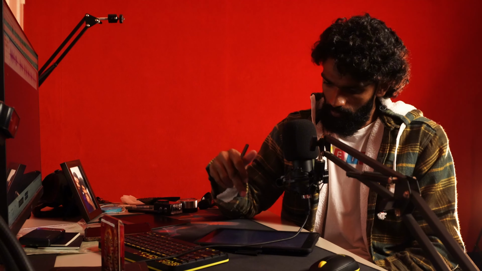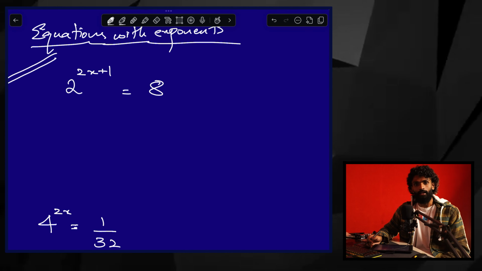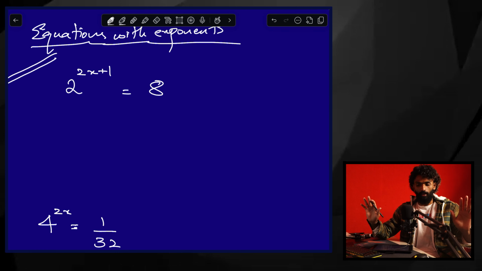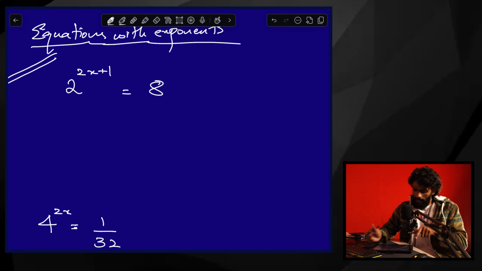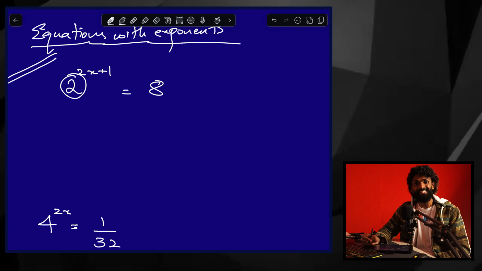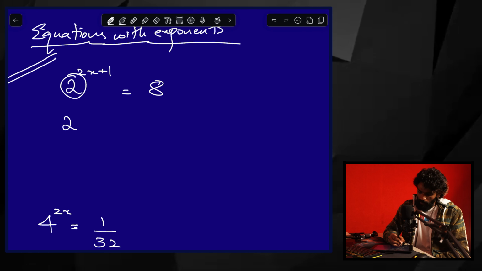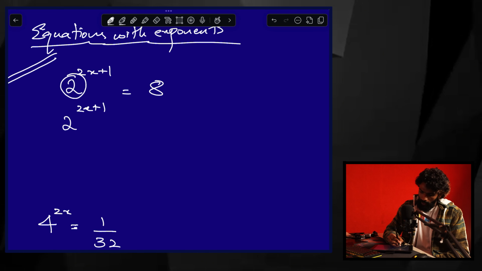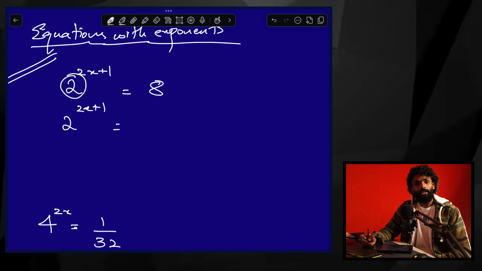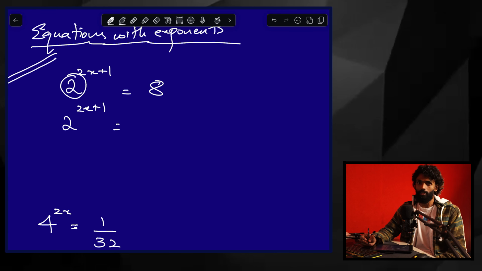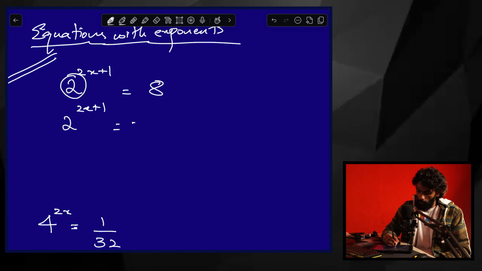I'll give an example. Look at the first question. It says 2 to the power 2x plus 1 equals 8. If you look at both sides, the left hand side has a much smaller, simplified base, while the right hand side's base is not that small because it's 8. So I keep the left hand side as it is, 2 to the power 2x plus 1. Can you write 8 in terms of 2? I'm asking because the left hand side has the number 2. So 8 is nothing but 2 to the power 3.